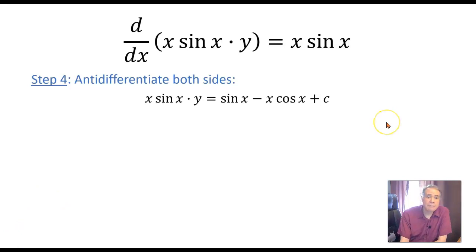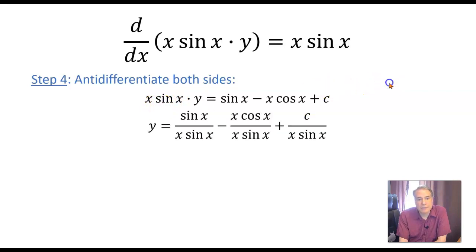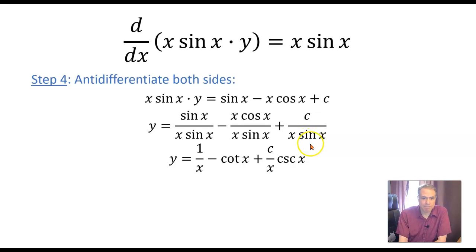So we're essentially done. If we want this solved for y, just divide through on both sides by x sin x. And that simplifies to y equals 1 over x minus cosine over sine, which is cotangent of x, plus c over x times, and I can write 1 over sine as cosecant of x. So that's the end of this video. Now you've seen how to solve linear differential equations of order 1.